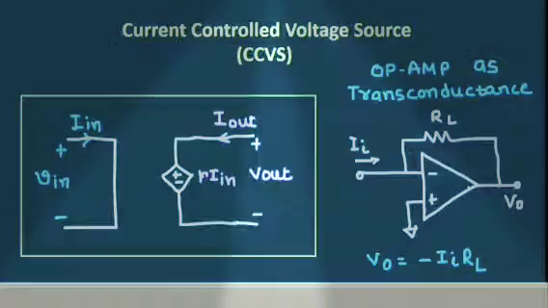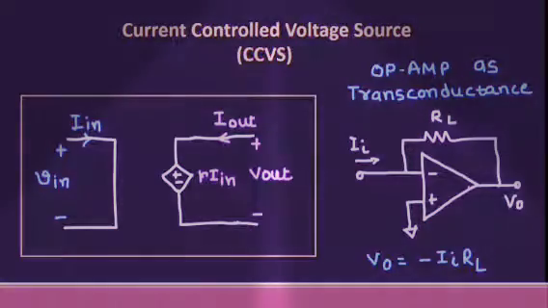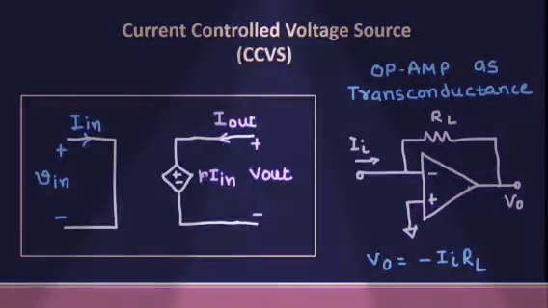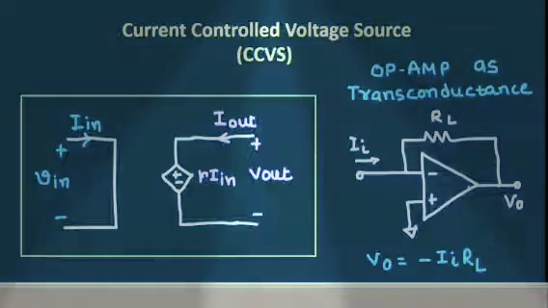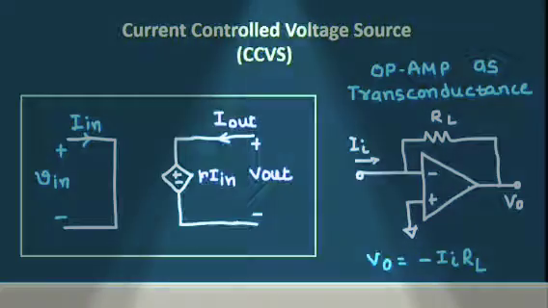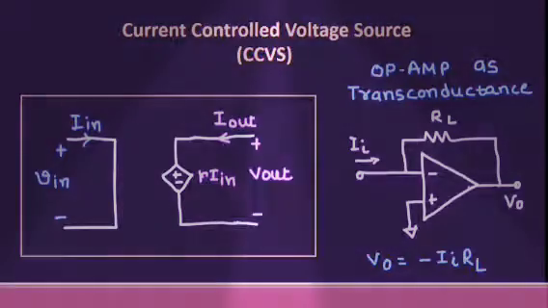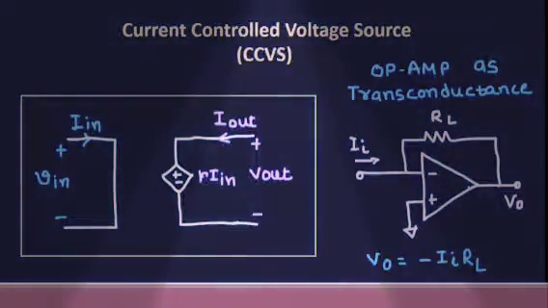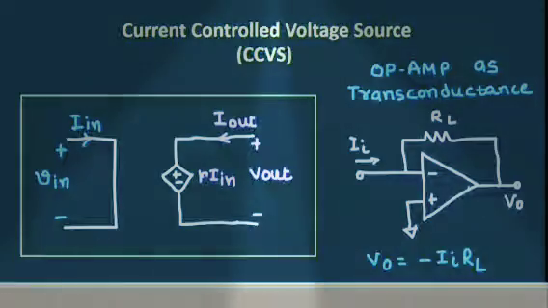First one is current controlled voltage source. As its name suggests, current is controlling the value of voltage. This can be understood as in the figure. If we change the value of I in, the value of V out is changing with respect to I in, that is input current. The relation is V out equal to R I in. Here R is the coefficient of the voltage source and its unit is volt per ampere. Sometimes it is also known as transresistance.